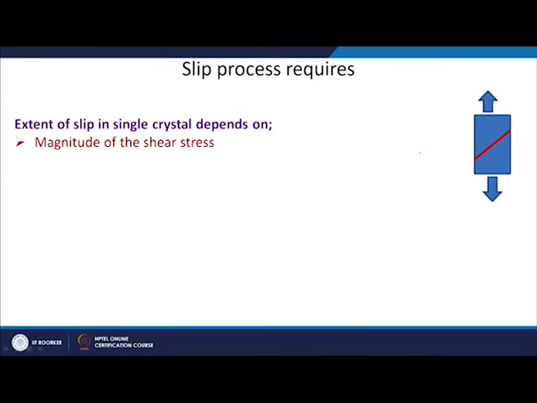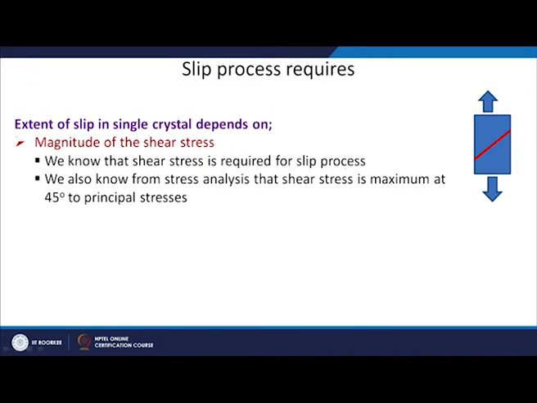Okay. Now, looking at the slip process. The extent of slip in a single crystal depends on the magnitude of the shear stress, as we have just discussed when we were discussing the Tresca criterion, that is, what is the maximum magnitude of shear stress. We know the shear stress required for the slip process. We also know from stress analysis that shear stress is maximum at 45° to the principal stresses, as we discussed during the Tresca criterion. Then is slip always going to take place at this angle?